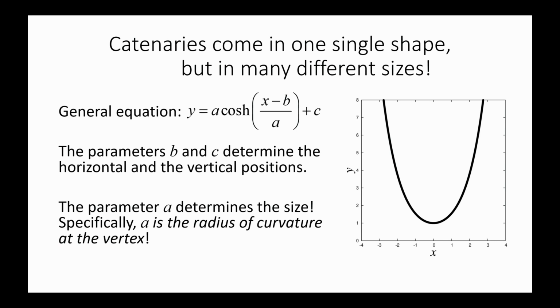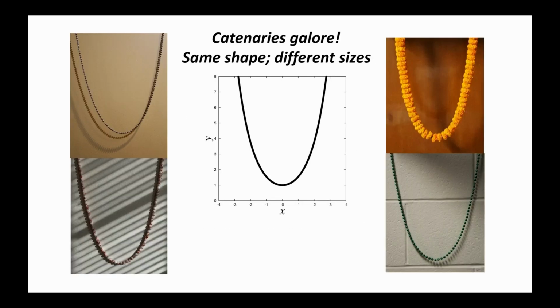That is what effectively sets the size of the catenary shape. Geometrically, the parameter a is the radius of curvature of the catenary at the vertex. So that is the geometric significance of the parameter a. The greater the value of a, the bigger the catenary shape is.